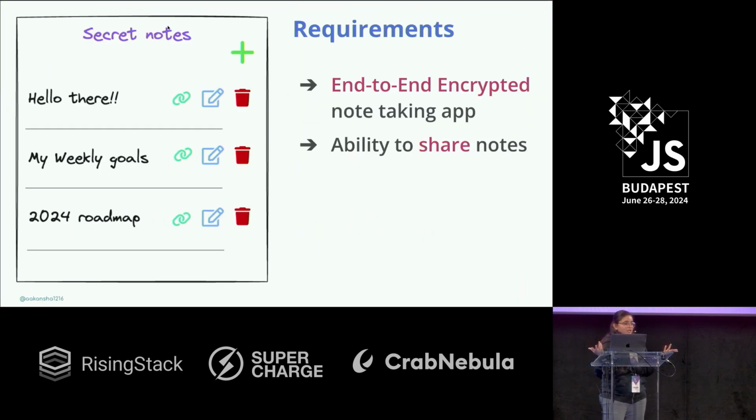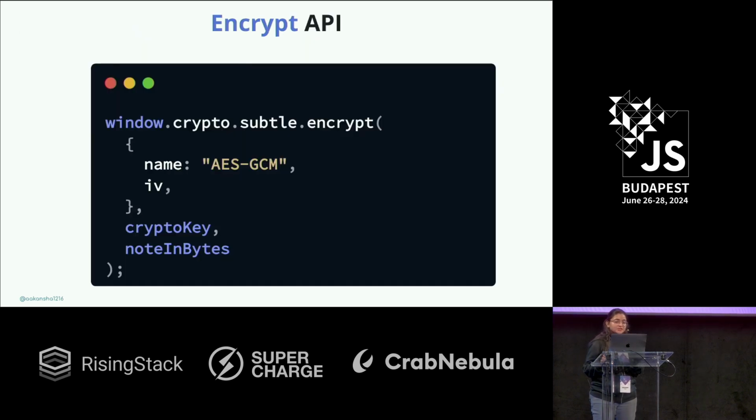So let's build a simple note-taking to-do list app. And we have two requirements. We want it to be end-to-end encrypted, and we also want to add an ability to share notes. So if I want to share some notes with you, I can actually share them with you. So let's first talk about how to add the end-to-end encryption.